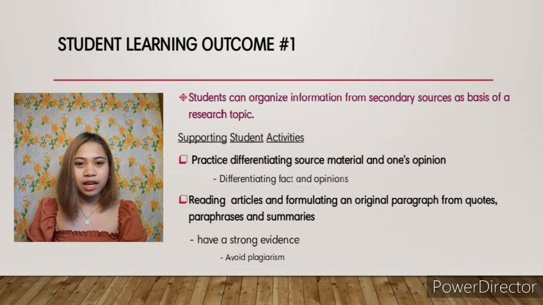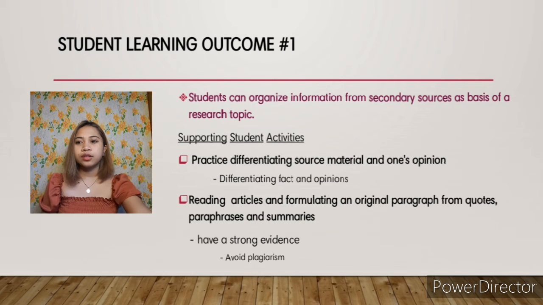First student learning outcome is that students can organize information from secondary sources as basis of the research topic. Supporting students' activities. First is the practice of differentiating source materials and one's opinion, which is you are to differentiate facts and opinions. Facts can be used as evidence or resources as it presents information in an objective manner. However, opinion is your own perspective or critique on how you view things.